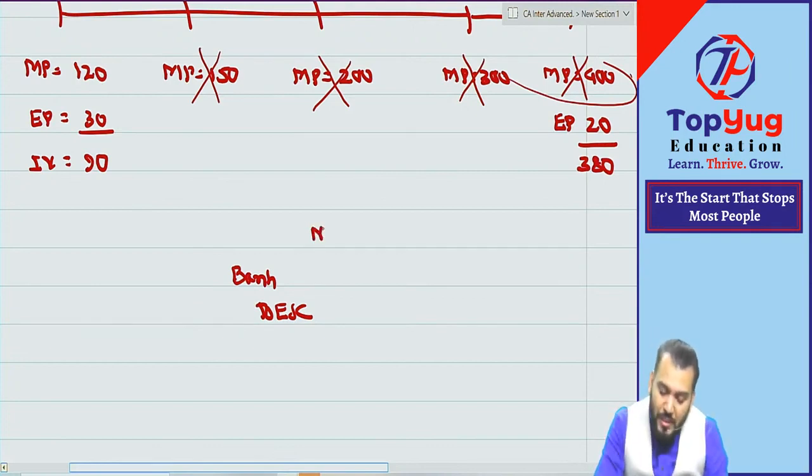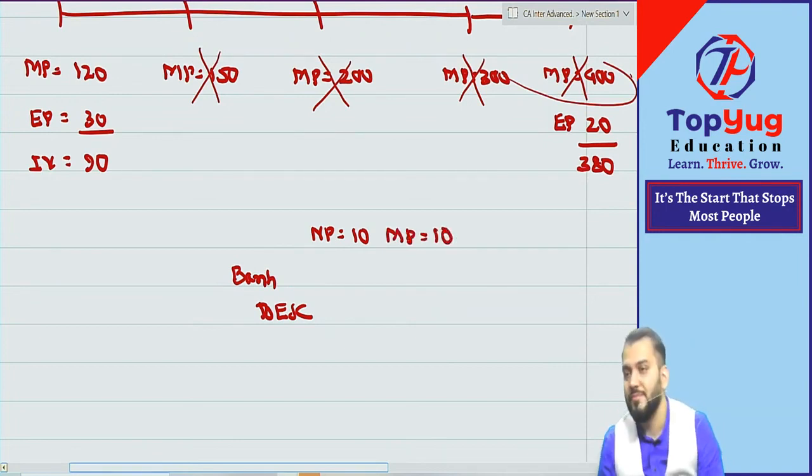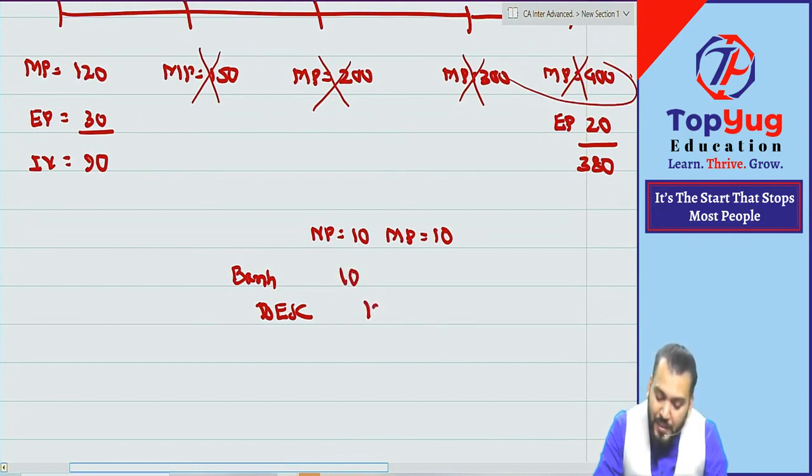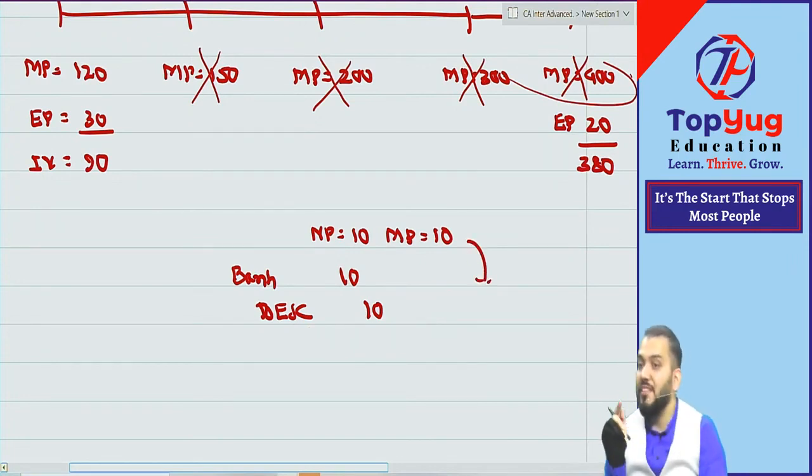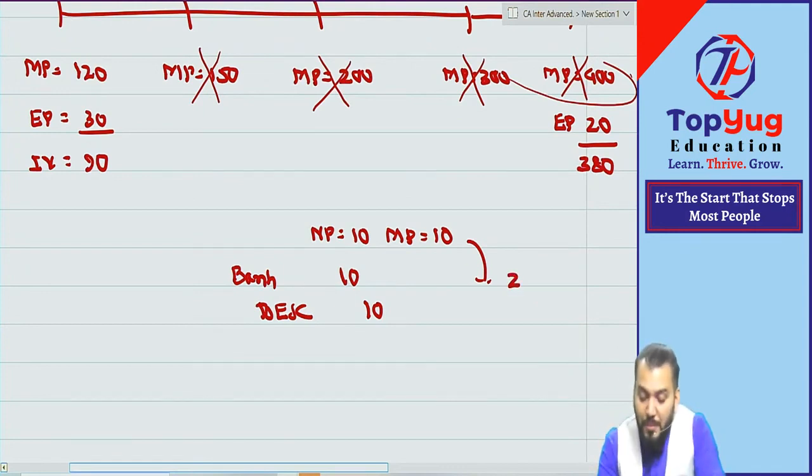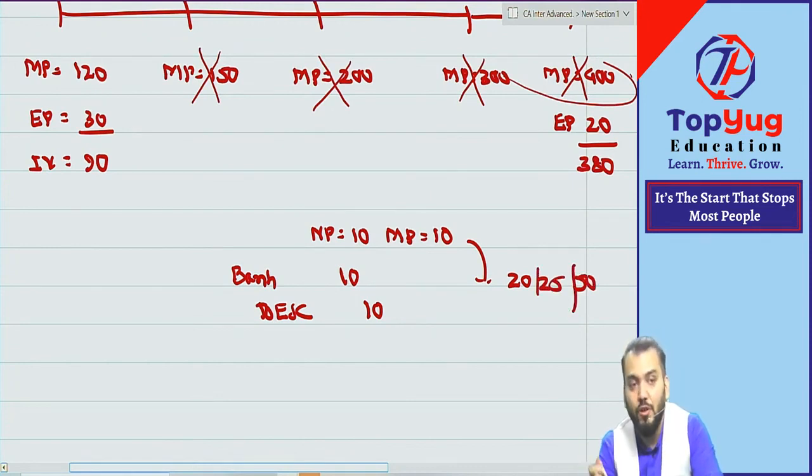Suppose the nominal value is 10, and let us assume for simplicity the market price is also 10. So this becomes 10 in equity share capital. Now subsequently, this 10 may become 20, may become 25, may become 50. My question to you all: what journal entry will the entity pass? Entity means company, not shareholders. What adjustment will be done by the company after issue of shares for the subsequent change in market price? No entry.